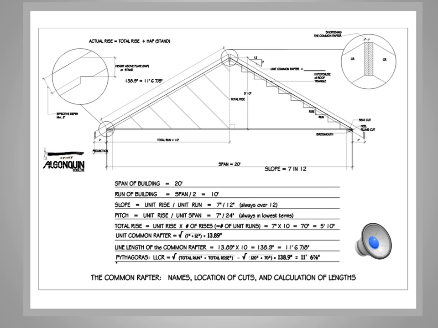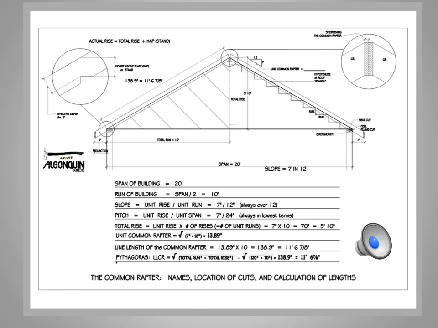Now going back to the total rise in this case, we can inspect this roof and see that the big triangle with a run of 10 feet is 10 times bigger than the small triangle, which has a run of 12 inches or 1 foot. So 10 feet to 1 foot, 10 times bigger. So to get our total rise, we simply take the unit rise, which is the vertical part of the triangle, 7 inches, multiply by 10. We get 70 inches or 5 foot 10.